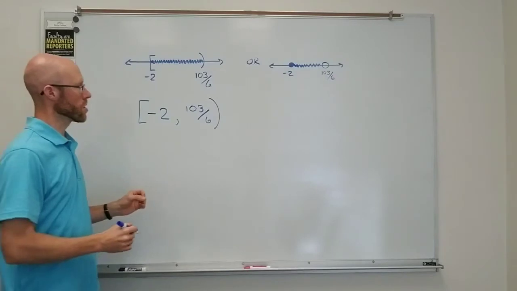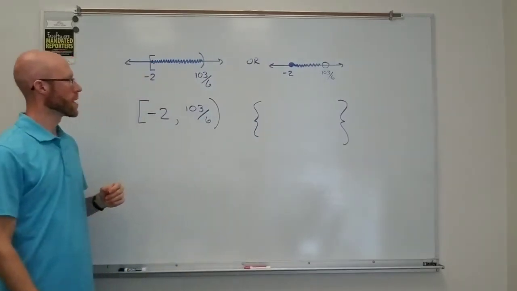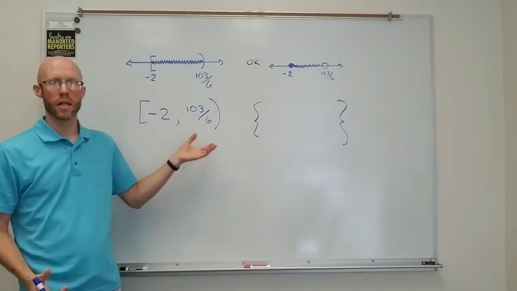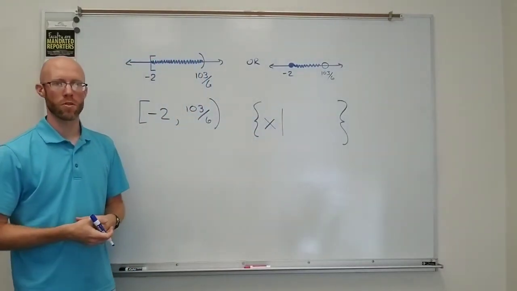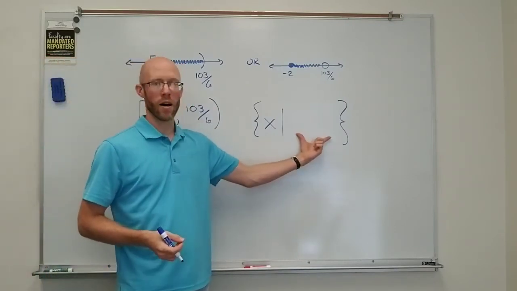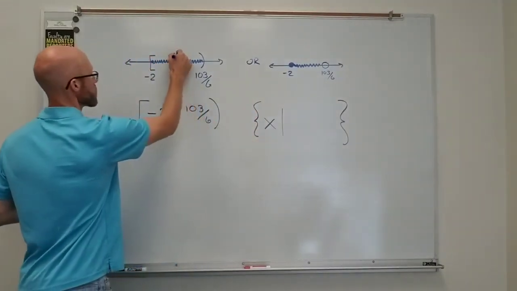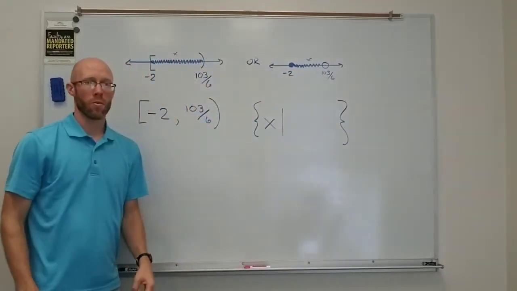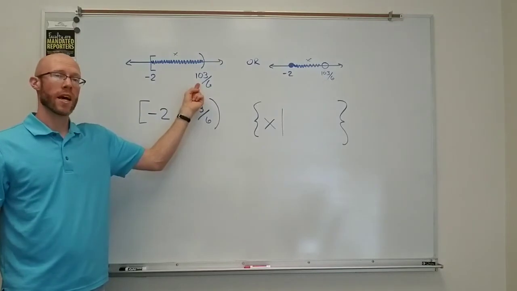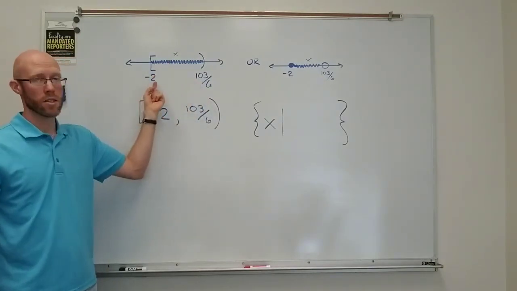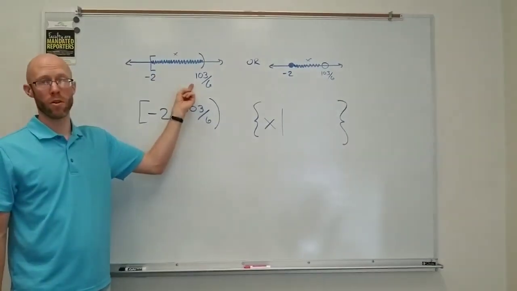Finally, the set notation. Again, I'm going to use the braces on either side. I'm going to put a letter or a variable in on the left. Again, I'll use the letter X, but later in the course we may change it up and use another variable. And then on the right-hand side, I'm going to put the property that describes all the numbers, all the X values that are on this interval. Well, the X happens to be between -2 and 103 over 6. And so I'm going to write a two-part inequality that shows that the X values are both greater than -2 and less than 103 over 6.